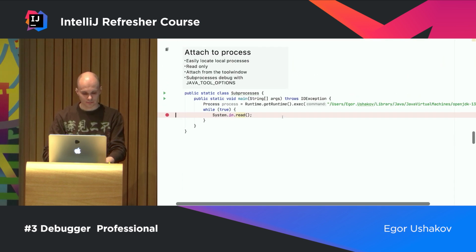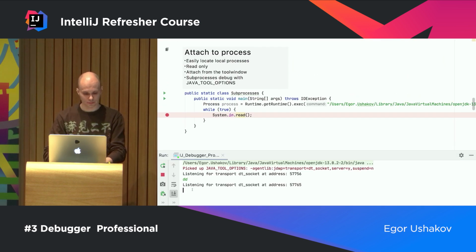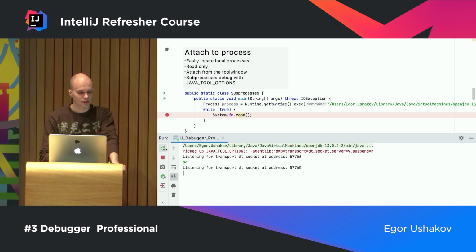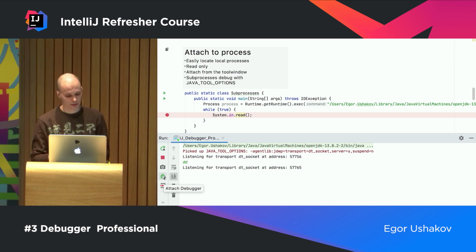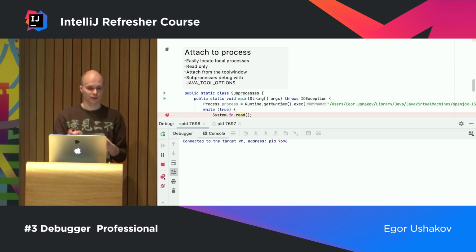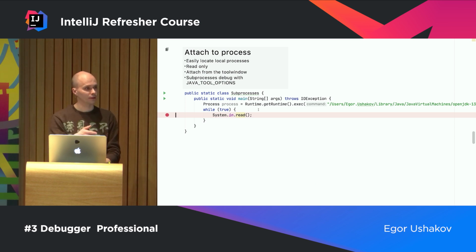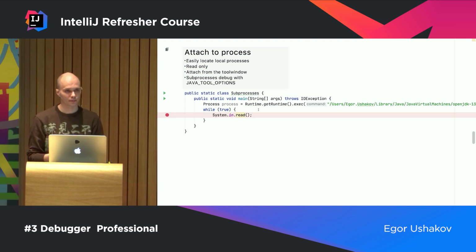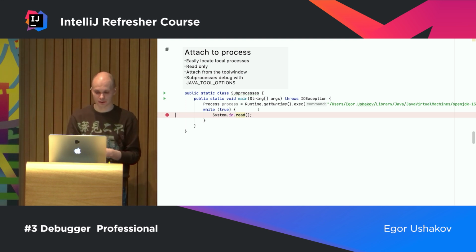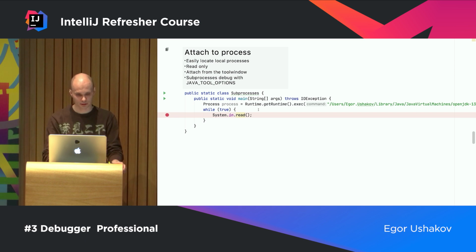What else? Also, I forgot to tell you that if you have a running process already and you have a tool window for that, there's a special button here called Attach Debugger, so you don't have to go to the Attach to Process list. You can attach the debugger to this exact process right from the tool window. And also for read-only attach, this is also available. So instead of doing a thread dump from the tool window, you can attach a read-only debugger and have much more information.